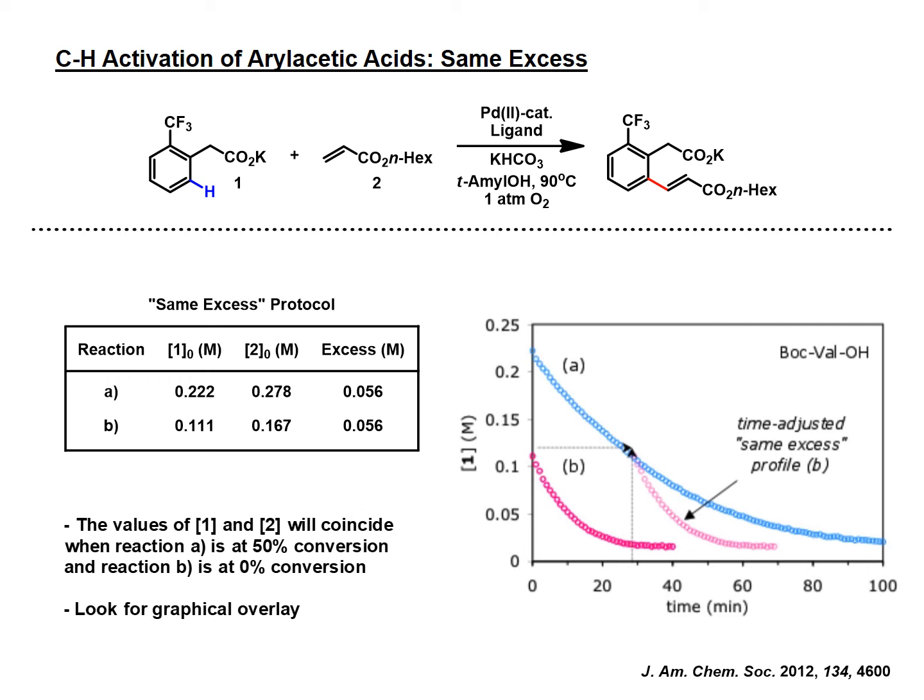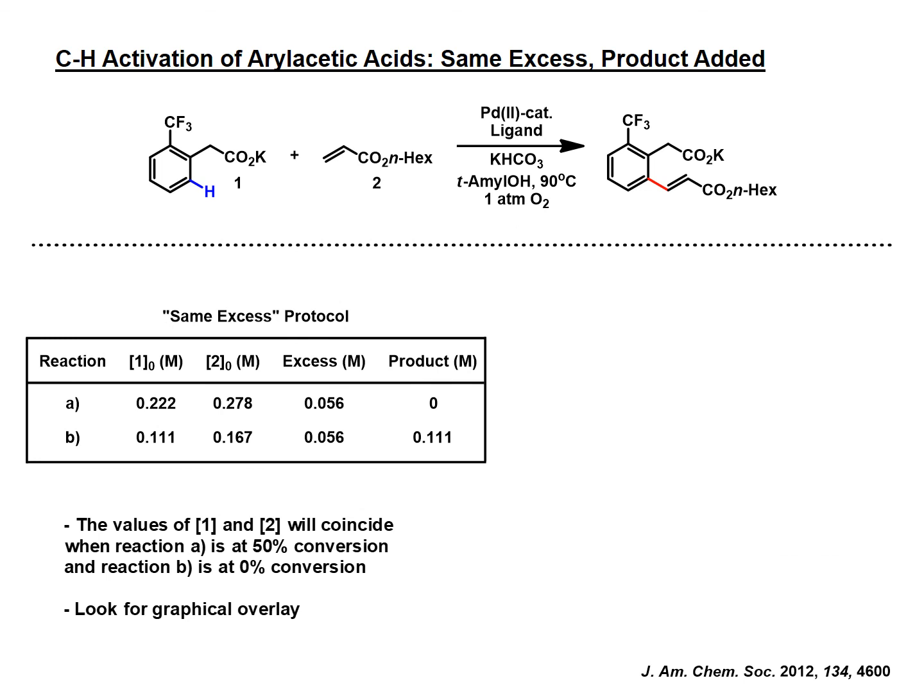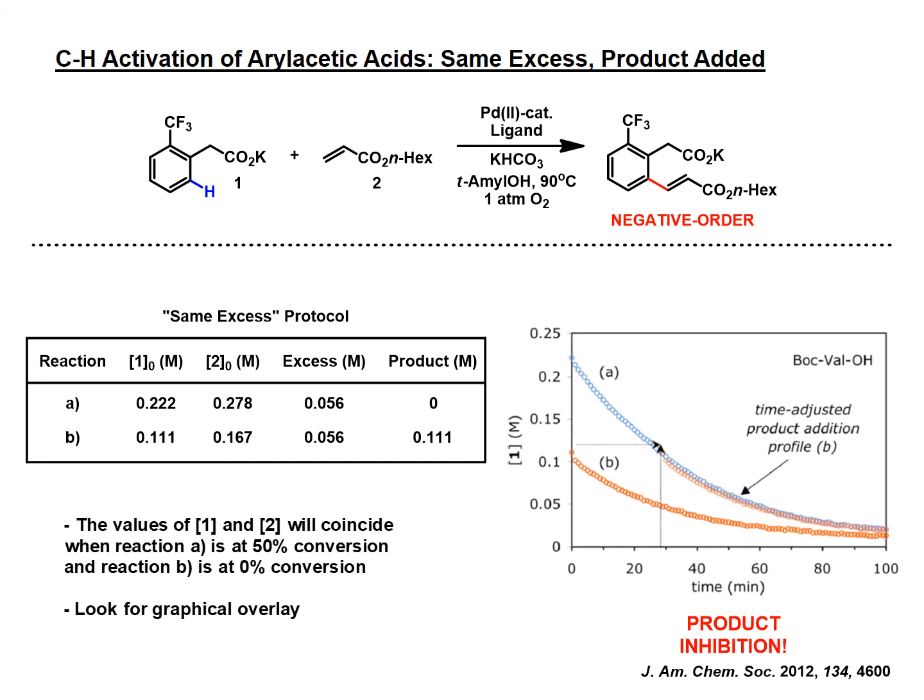If there is irreversible catalyst deactivation, a 30-minute reaction could see you sort of leaching active catalyst out of your reaction system. And if you're thinking really critically right now, you could say reaction A at 30 minutes also is at 50% conversion. So it should have 50% of the product present in that reaction flask. What if that's perturbing the rate? Well, that's easy. You just add one reaction to your same excess protocol, and we'll call that B product added. These are the starting molar concentrations for reaction B. We're going to dope in that 50% conversion point there and see if they overlay.